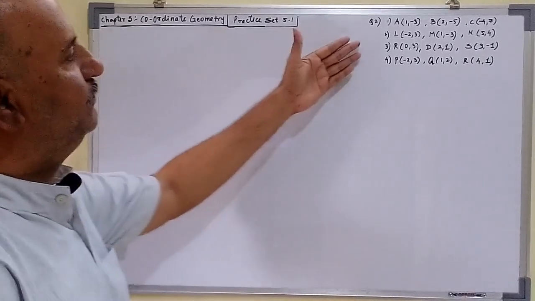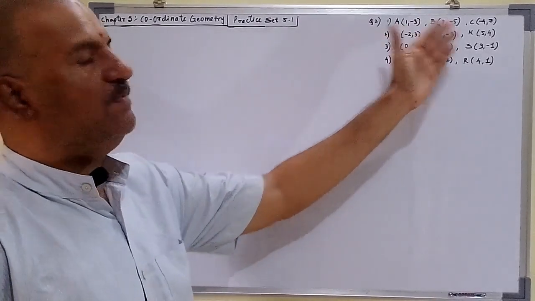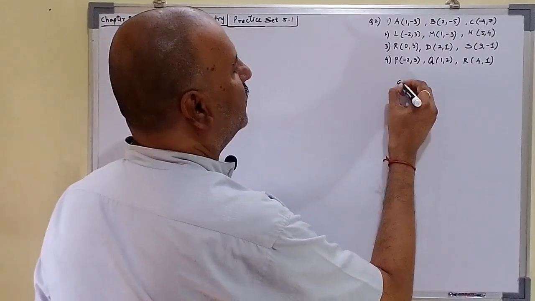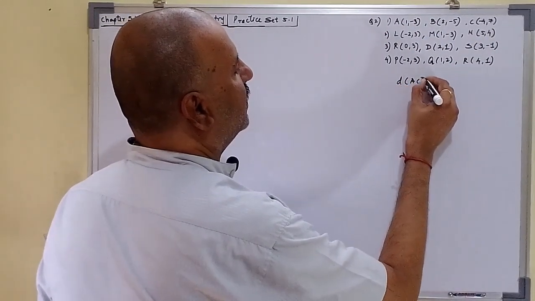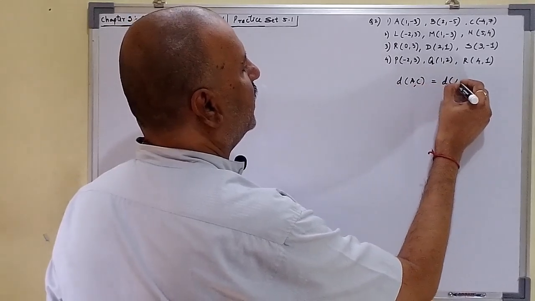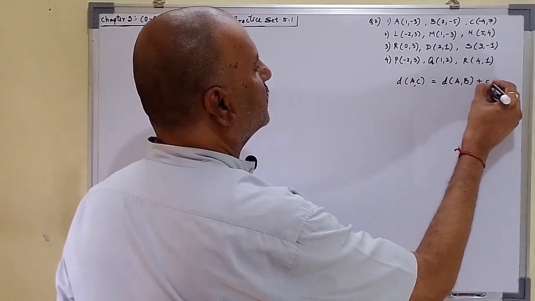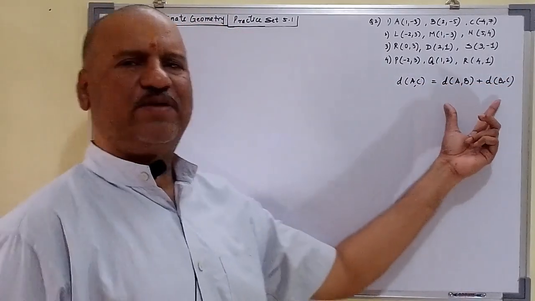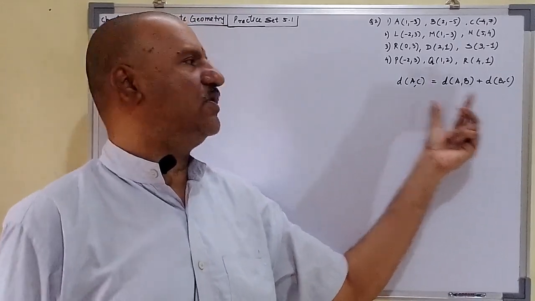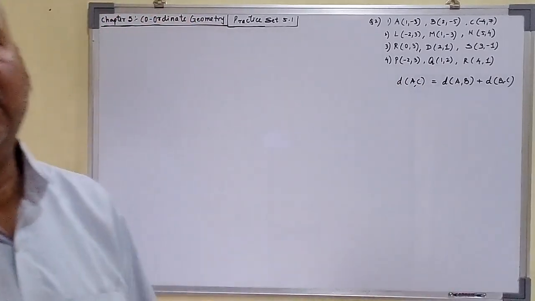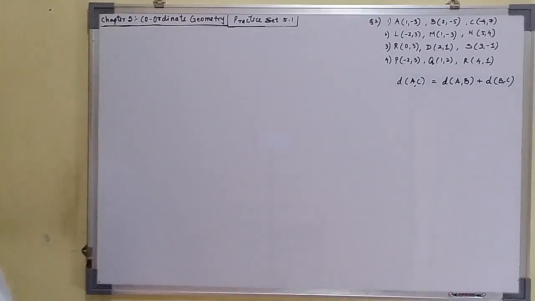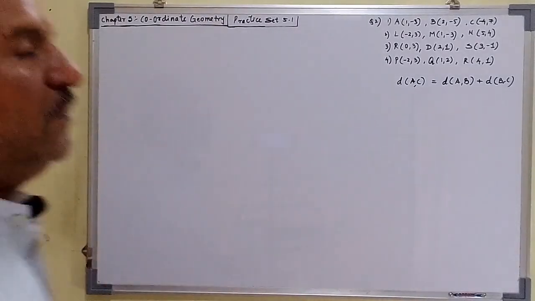Now we have to show that these 3 points are collinear. What this means is, we have to prove simply distance AC equal to distance AB plus distance BC. Any 2 segments, any 2 distances, equal to the third, we have to prove. Then all the 3 will be collinear. You can say all the 3 are collinear. So now let us start.